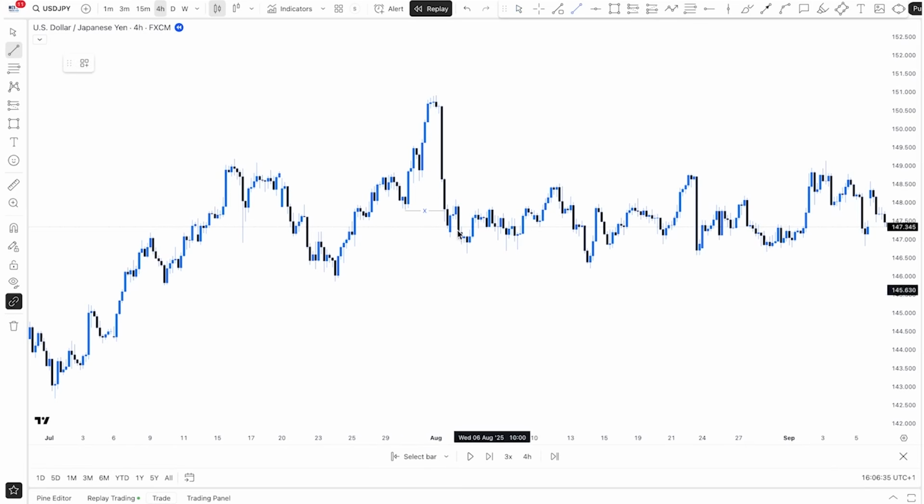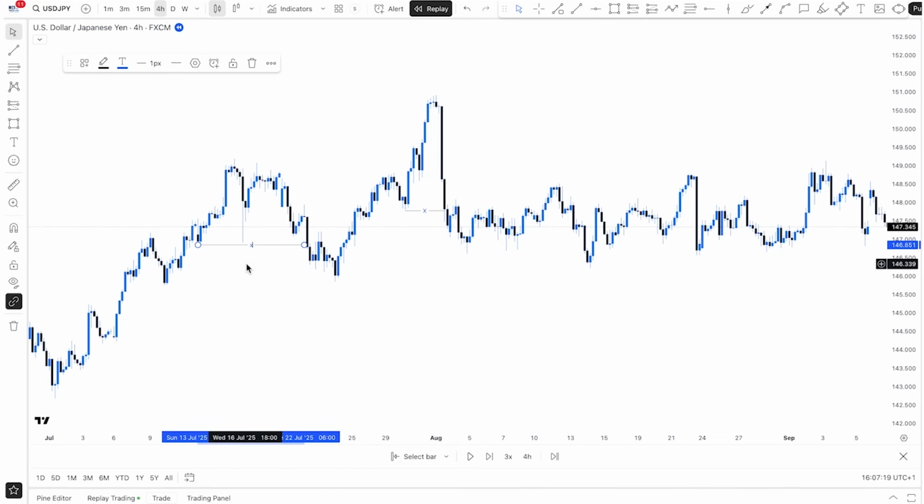Okay, so this is not a valid change of character. Right here we have our first point of liquidity, which is our inducement. If you do not know how to identify your pullbacks, trust me, you wouldn't know how to identify a valid inducement zone. So if you're still finding this difficult, make sure to watch my video on pullbacks and inducement to have a better understanding of how to navigate your market structure.